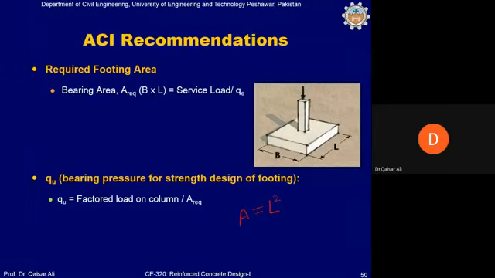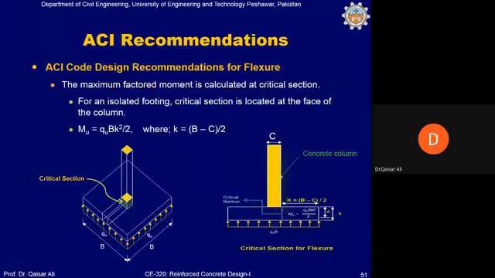The bearing area of the column footing can be calculated from the service load divided by q_e, as we have done in the case of wall footing. And then the bearing pressure of the soil will be calculated from the factored load on the column divided by the area required, just like the wall footing case. So it's almost the same with only one exception. You will see now. The maximum factored moment is calculated at the critical section, which for an isolated column footing is located at the face of the column.